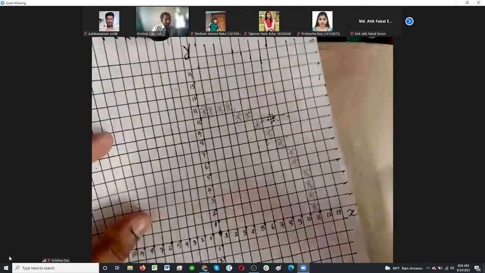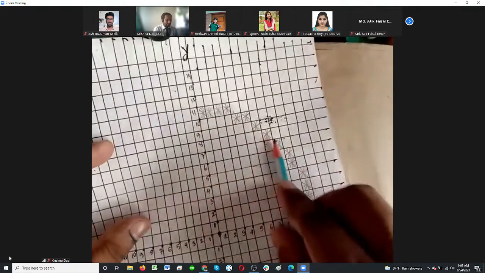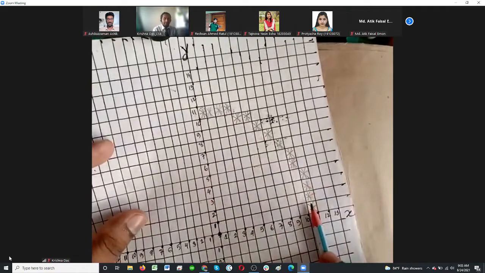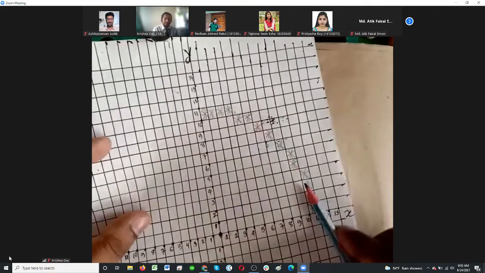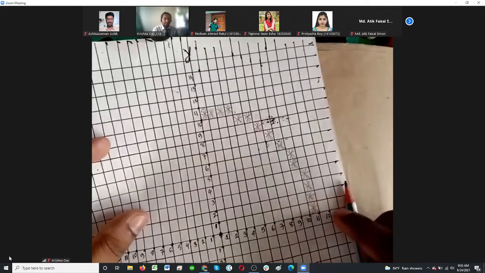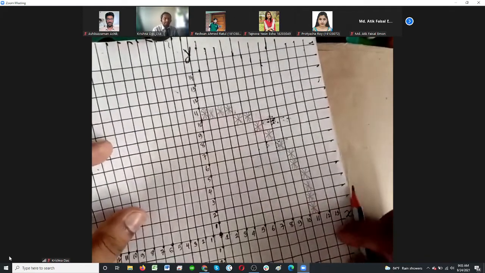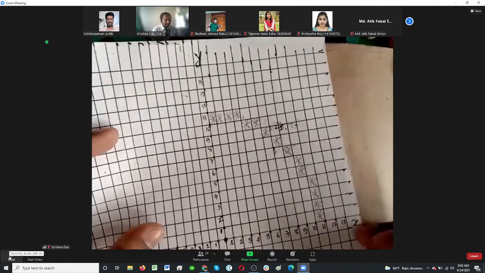So do you see that this is actually my circle, the coordinates for the first quadrant, covering the first octant and the second octant that we have got. Do you get it? Yes, sir.